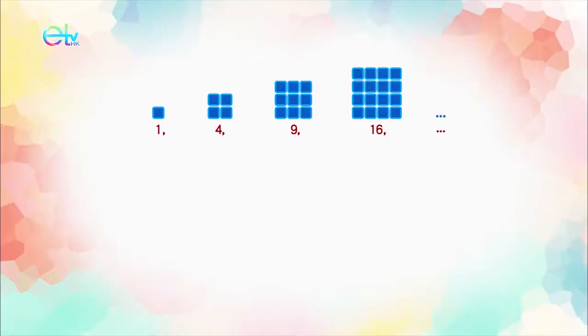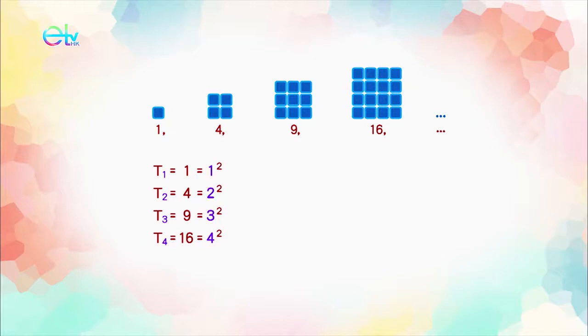The figures are squares. The first term, T1, is 1. That is 1 to the power 2. The second term, T2, is 4. That is 2 to the power 2. The third term, T3, is 9. That is 3 to the power 2. The fourth term, T4, is 16. That is 4 to the power 2.